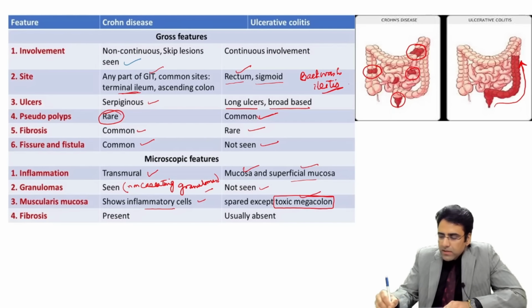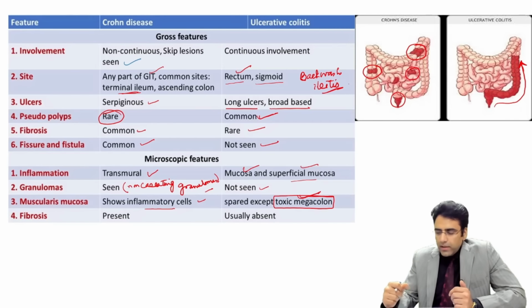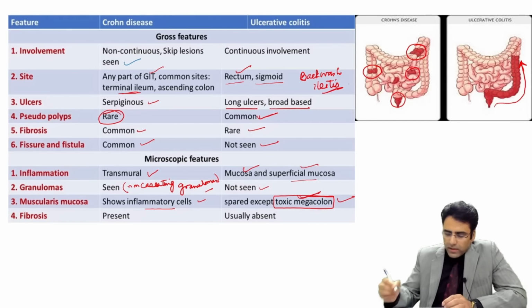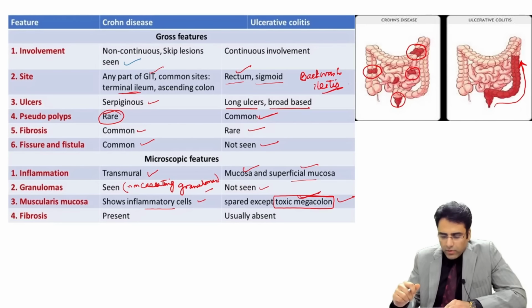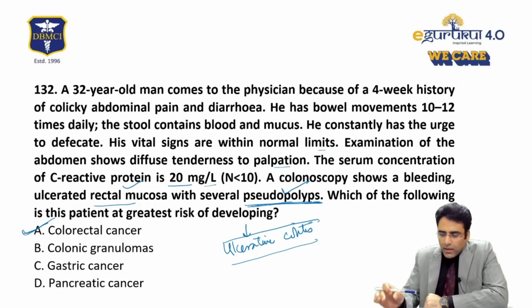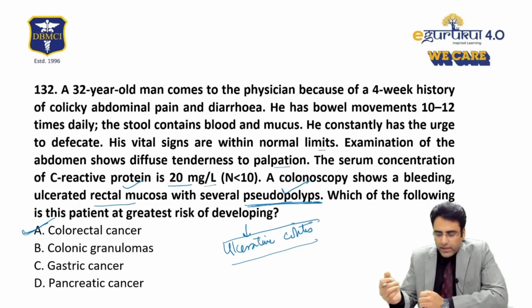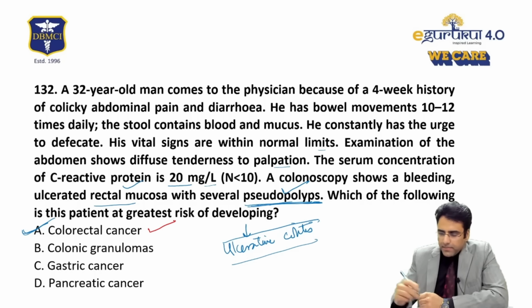There is a variety which is termed toxic megacolon. In this, the complete wall of the colon is involved, and the muscularis mucosa is also involved. Fibrosis is a feature of Crohn's disease, whereas it is absent in ulcerative colitis. So these were important differentiating points frequently asked in exams, and you should try to remember them. So in this case, ulcerative colitis has a high risk of developing colorectal malignancy. So the correct answer is A.